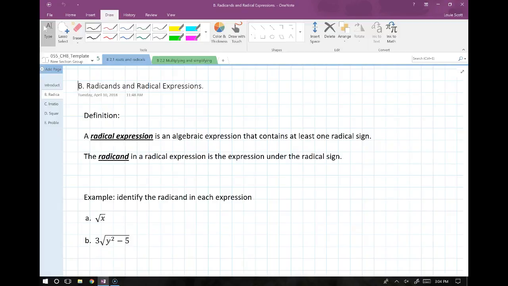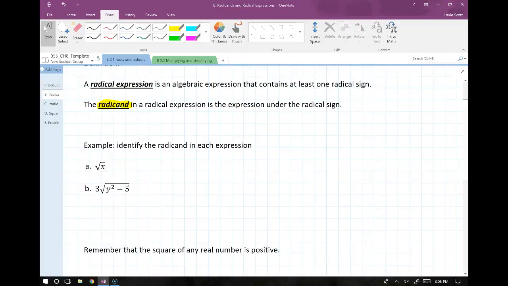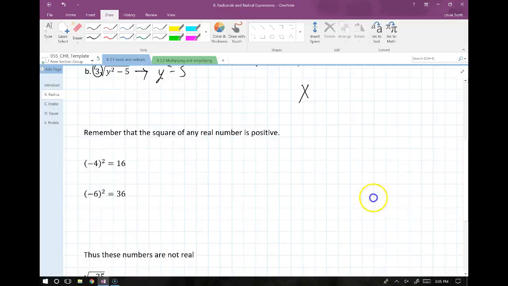a radical expression is an expression with at least one radical sign. The radicand in a radical expression is the expression under the radical sign. So in this first example, they asked me to identify the radicand. For this one, the radicand is x. For this one, the radicand is y squared minus 5. The radicand is not 3 because that's not underneath the square root. In this example where I have root x minus 1, the radicand is just x. It's not the minus 1 because the minus 1 is not under the square root. Oh, okay. Okay, so it helps to recall.